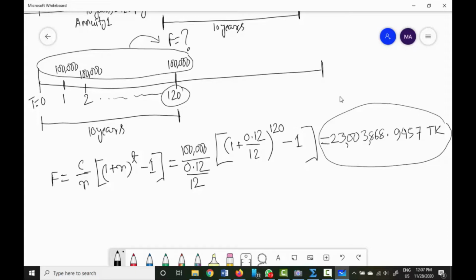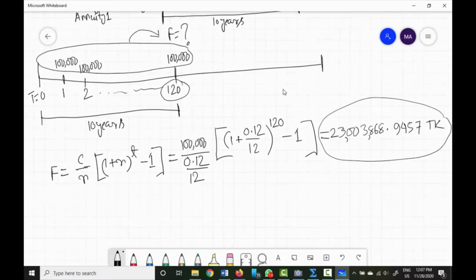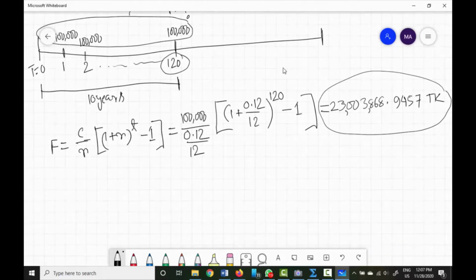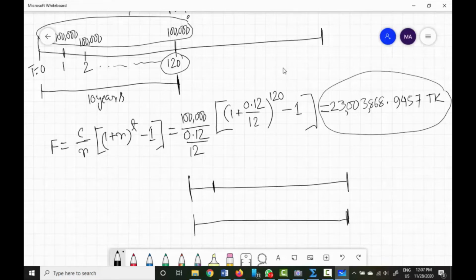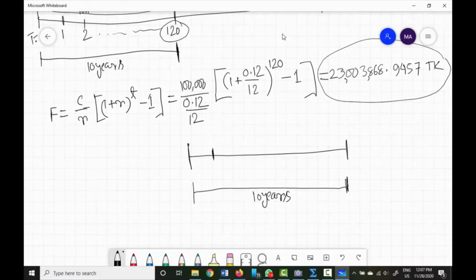Now the second annuity, we need to solve the second annuity now. So the second annuity will start from here. This is the point where the first annuity ends, and this is the point where the second annuity will start. We need to now find out. This is the second annuity, again for 10 years. So this is annuity 2.